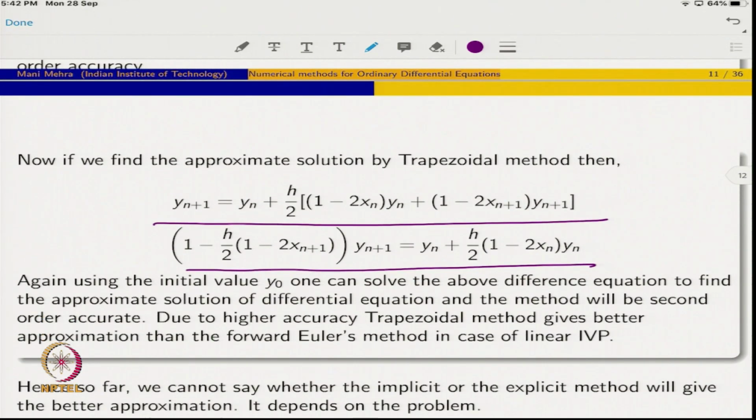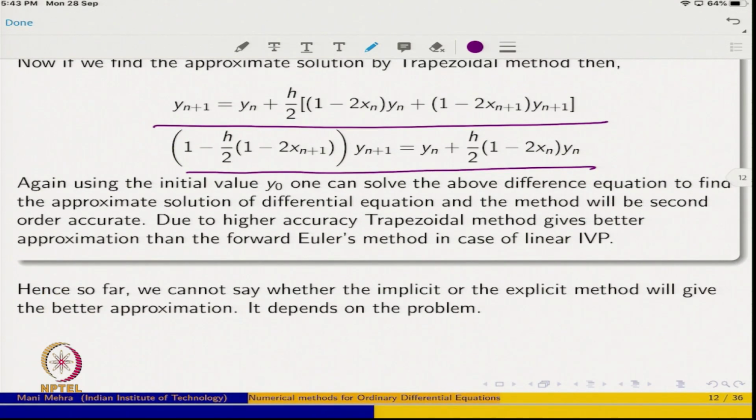So, again using the initial values we can solve the above difference equation to find the approximate solution of a differential equation, and the method will be second order accurate. Due to high accuracy, the trapezoidal method will give a better approximation than the forward Euler. That is what we have expected, okay, in case of a linear IVP.